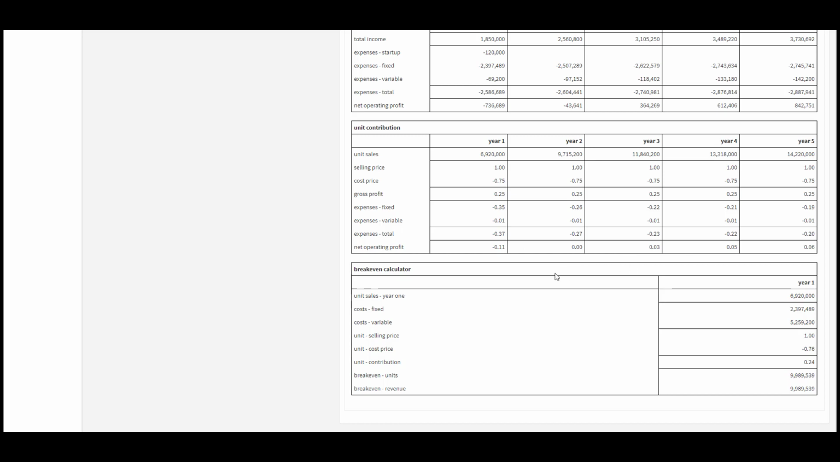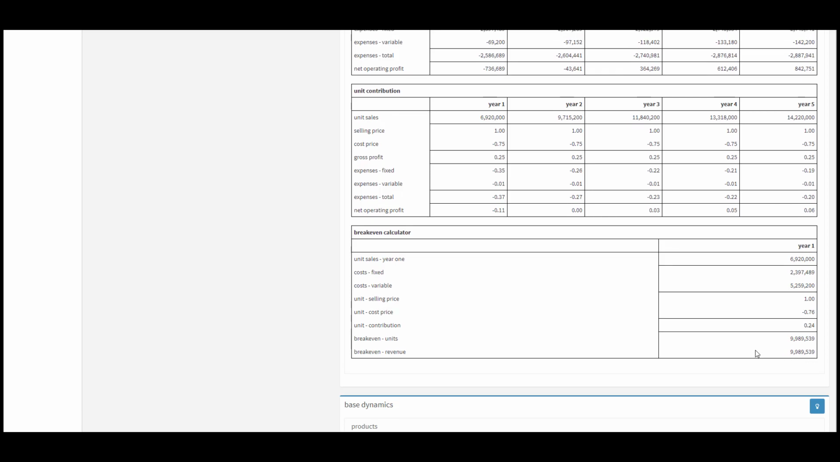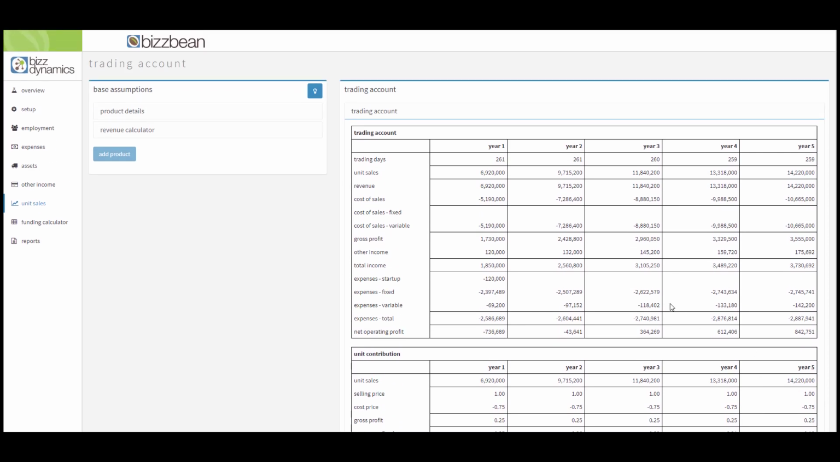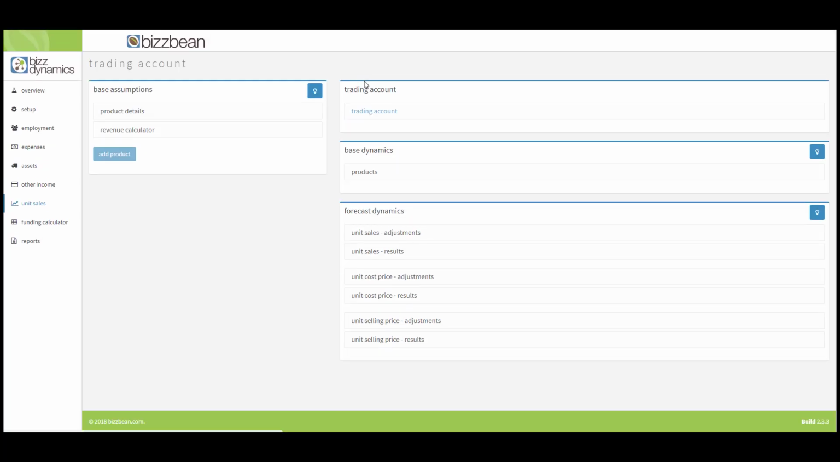Now we look at the break-even calculator. We'll see that our break-even calculation shows that we need to do 9.9 million units a year to break even. So if we go and have a look at our trading account, you can see that we only achieved that in our 3rd year, and that's obviously why we are making a profit. But we need to do something else now.